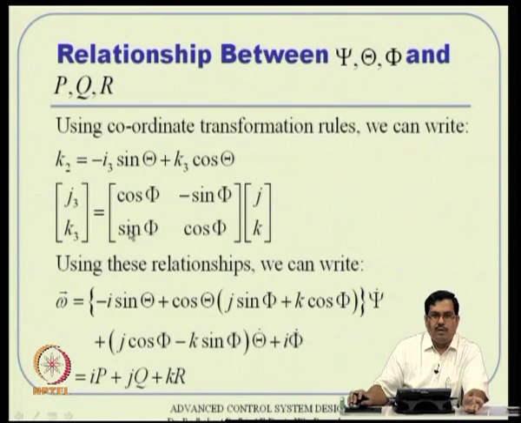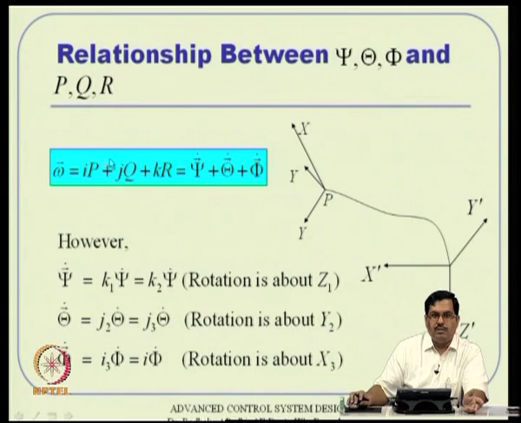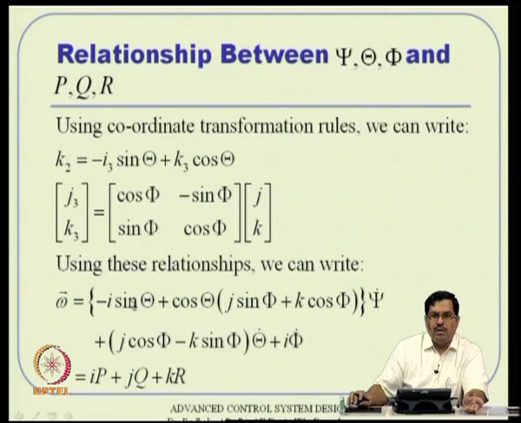And then I simplify all these, because k2 is like this, j3 and k3 are like that. So, I put them together and that is ultimately equal to I times p plus j times q plus k times r. Now, that is where we started actually. Okay. So, I started with all these, and then try to write all in terms of body coordinate frame, this phi dot, theta dot, psi dot. And that is equal to this I times p plus j times q plus k times r.